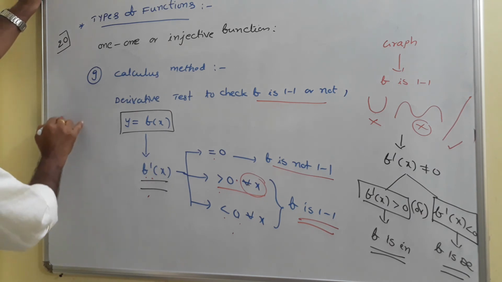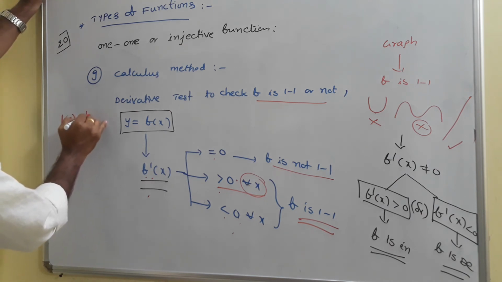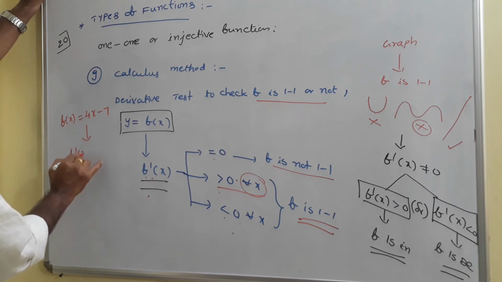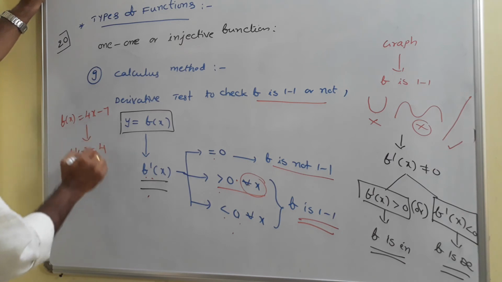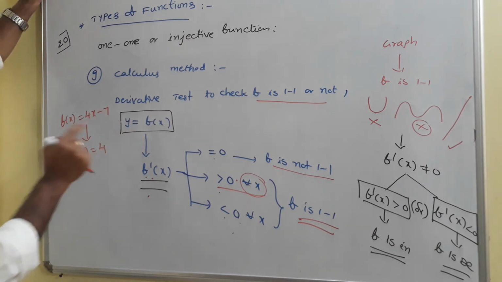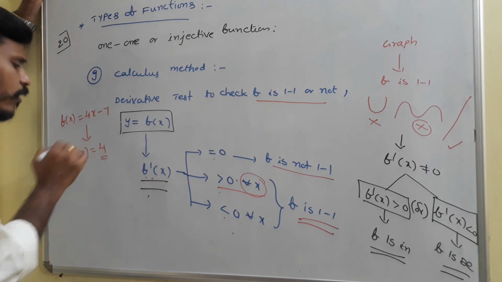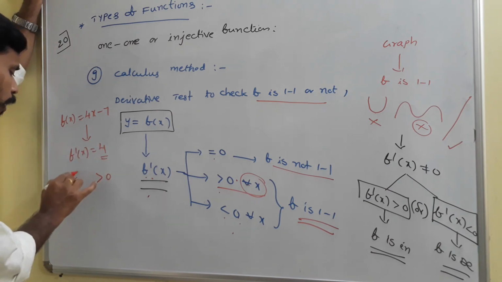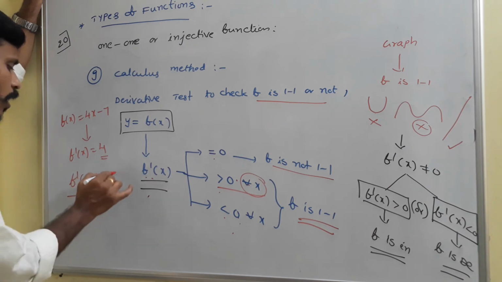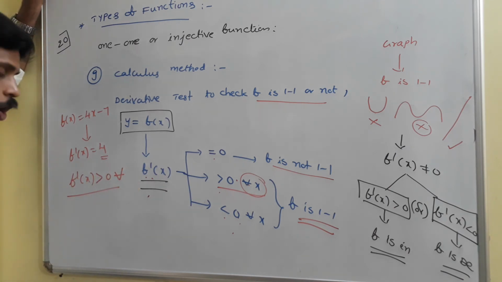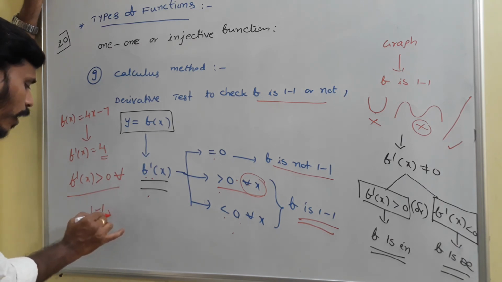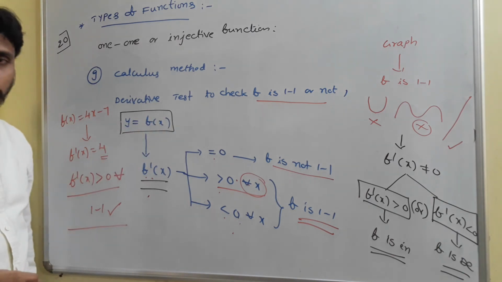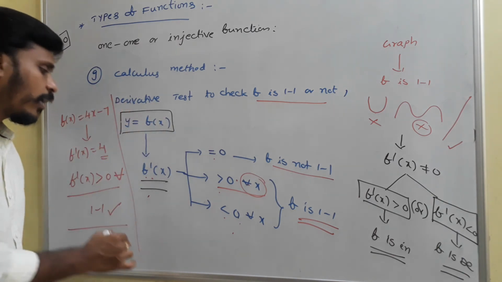I will give you one example here, just as we discussed. Suppose f of x is equal to 4x minus 7, you just take its derivative. What is its derivative? f dash of x is 4. We know that for 7 it is 0, for 4x it is 4, right? And then think about it, this 4 is always positive, irrespective of the value of x. That means f dash of x is greater than 0 for all x, and that's why we say it is a 1-1 function. Already we checked it using the algebraic method as well as the graphical method, and now again we checked it with the derivative test also.